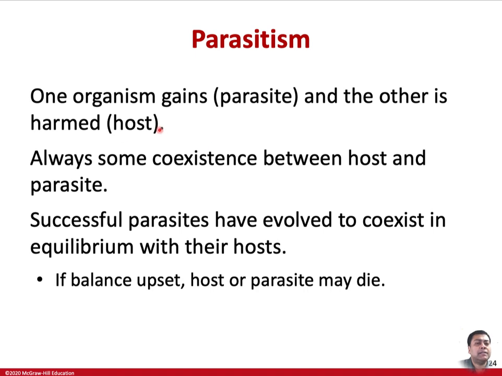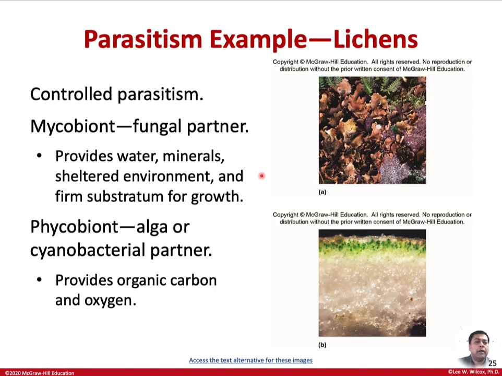So in parasitism, one organism, the parasite, gains, whereas the other, which is the host, is harmed. And always some coexistence between the host and the parasite happens. The successful parasites have evolved to coexist in equilibrium with their host, because if the balance is upset, the host or parasite may die. So this is a very interesting relationship. Here we are looking at an example of parasitism.